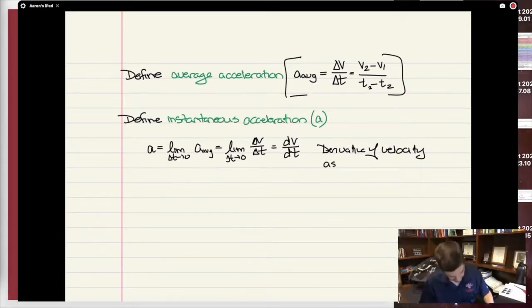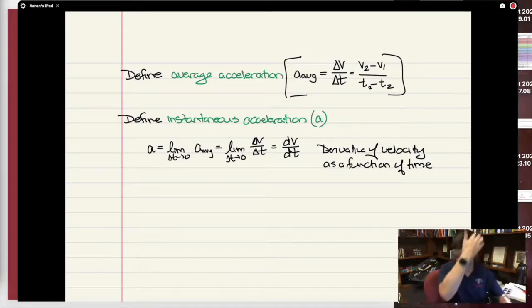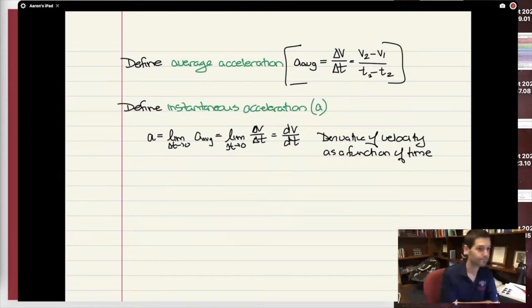As a function of time. How is the velocity changing with time? Are you speeding up? Are you slowing down? When we get into two-dimensional motion, we'll learn that this also means changing directions. If I turn left or right, that is an acceleration.